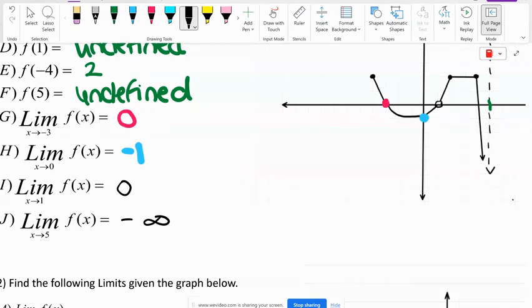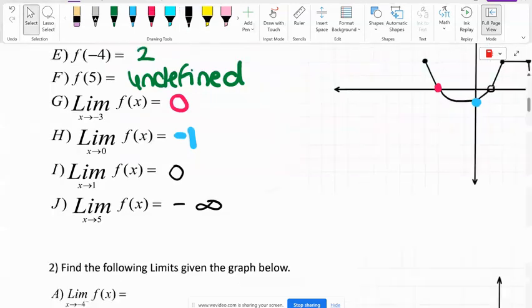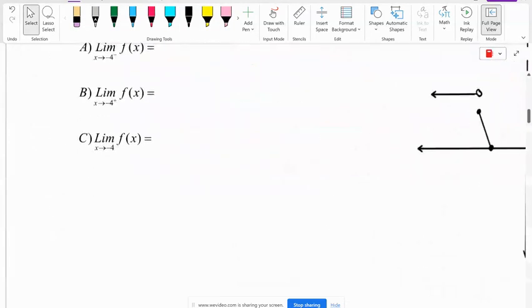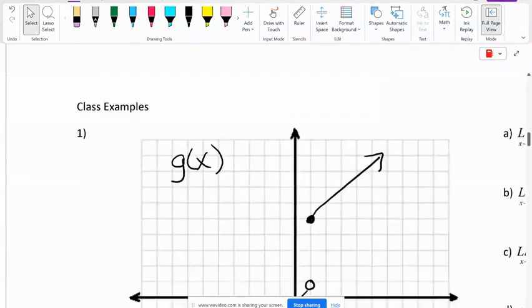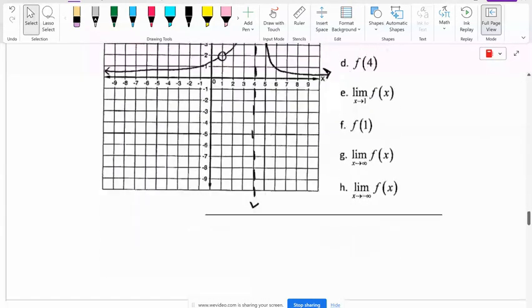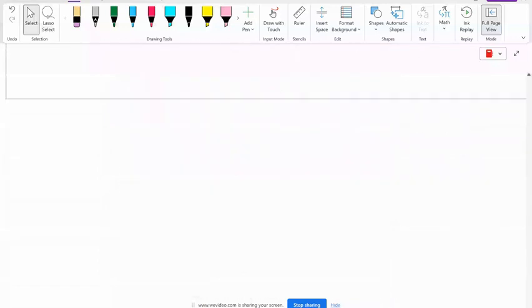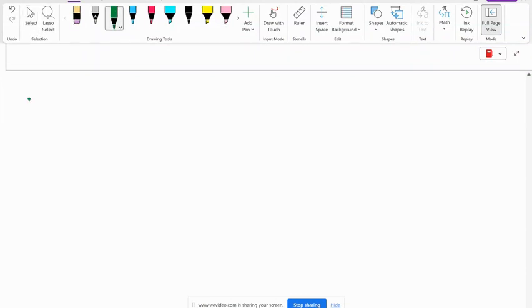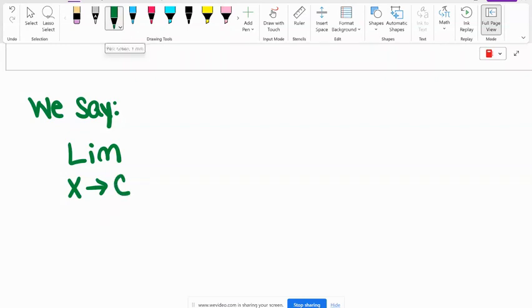Okay, so now there's some more notation we need to know about. I'm just finding an empty space to write for you guys. Okay, so we say the limit as x approaches c, and then a little negative after it, of f of x. What does this mean? Write it down and I'll explain what it means.